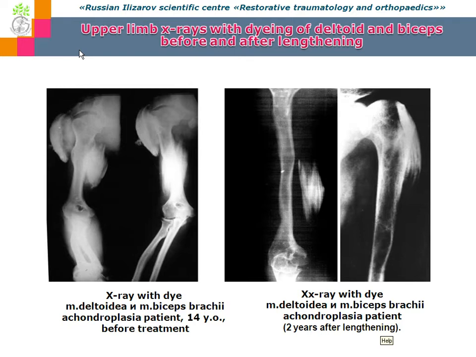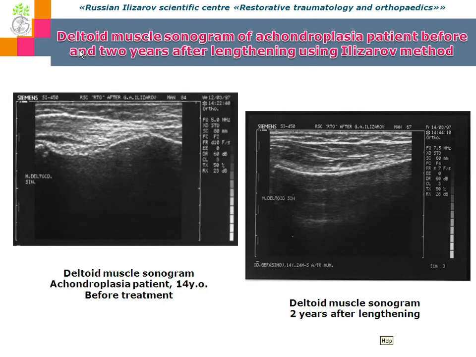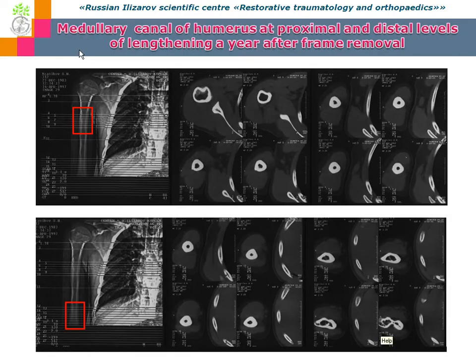Radiologic criteria for regenerate maturity by the time of frame removal were uniformity of structure, a formed cortex layer as a linear structure, and bone density. Ultrasound criteria of regenerate maturity are a formed cortex layer as a uniform linear, hypoechogenic signal, and echonegative. In long-term follow-up, after frame removal, the bone structure obtains a normal view and the uniformity of the medullary canal is fully restored.